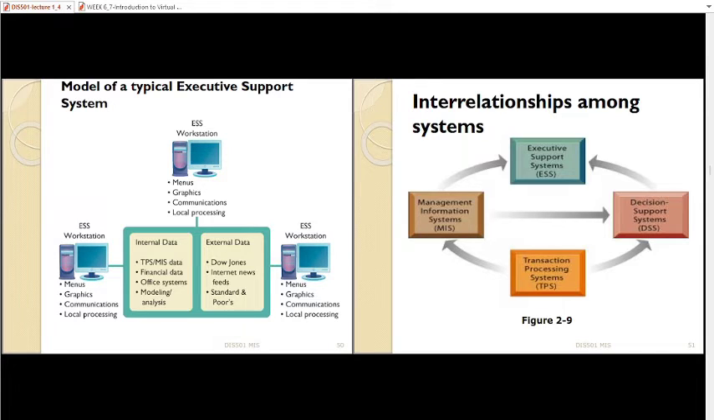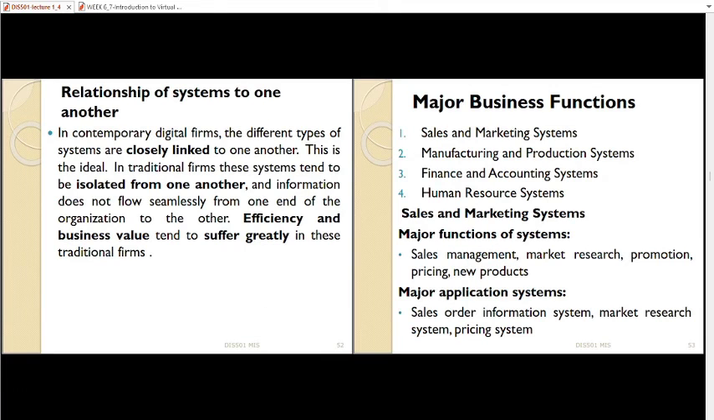So all these systems are related. If you look at the TPS, the MIS, the executive support system, DSS, they all work together because we need them. Remember, I told you that it can be one system, but at different levels of the organization, based on what they're accessing from this system, it becomes a different kind of system.